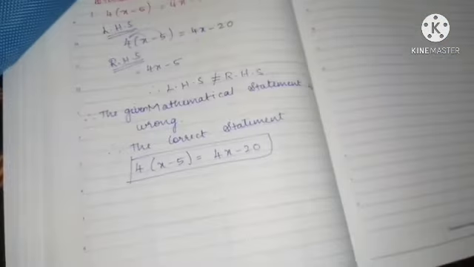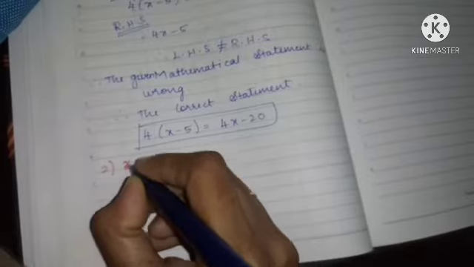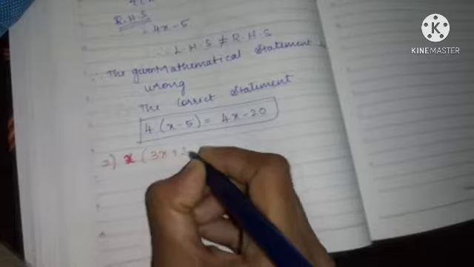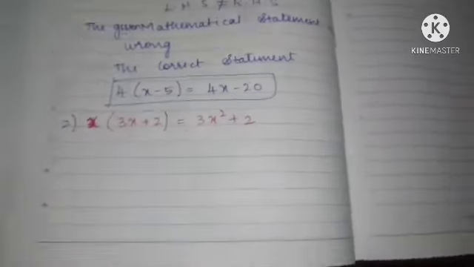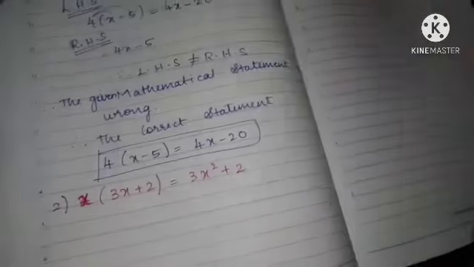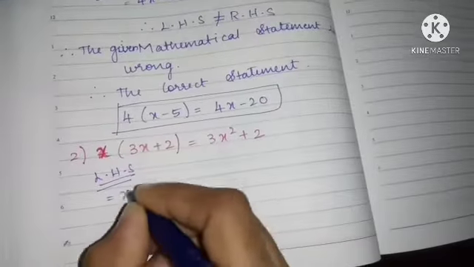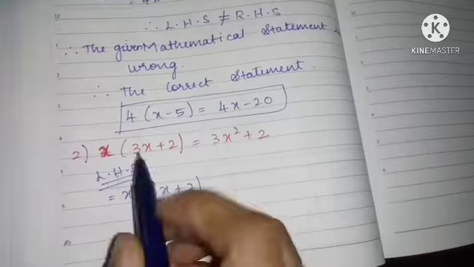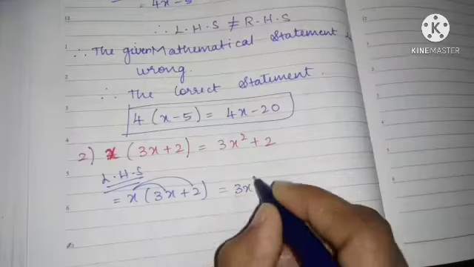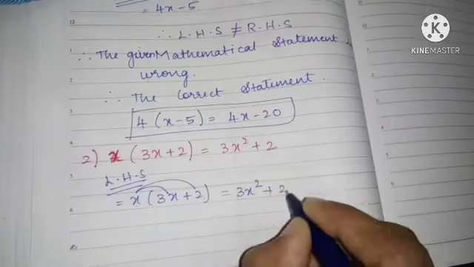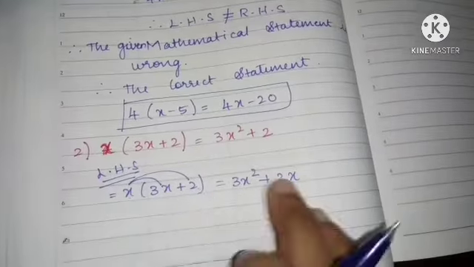Next, second problem. x of 3x plus 2 is equal to 3x square plus 2. Okay, so now LHS is equal to x of 3x plus 2. Correct? This is the LHS. So now x into this, then this. x into 3x is 3x square, plus x into 2 is 2x.